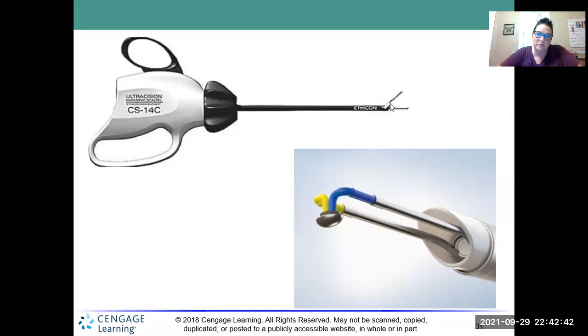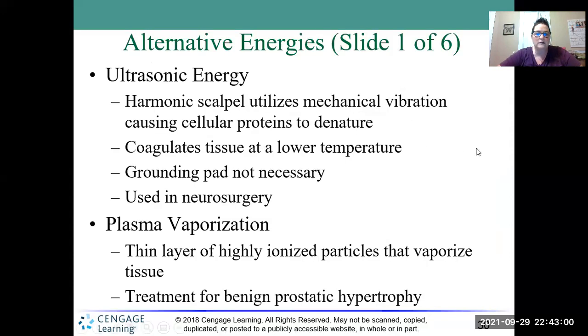This is placed over the tissue, and then the clamp part is pressed, and these two teeth come together, and it provides that cautery or tissue cutting. And so you'll see a lot of these done in endoscopic cases. A grounding pad is not necessary on these. These are also used in neurosurgery. They're used in a lot of surgeries, but the harmonic scalpel is really used in neurosurgery a lot.